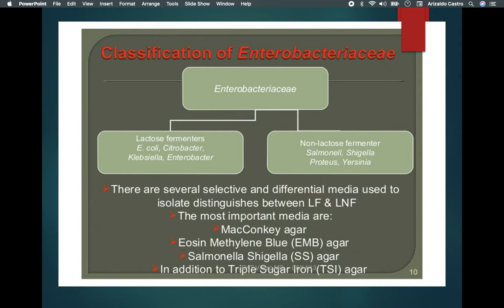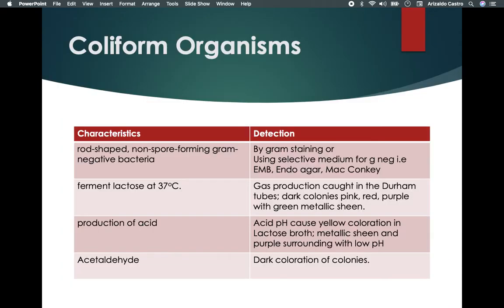And under the completed test, we visualize the colonies of these enterobacters using a variety of media. We can use MacConkey, EMB, SS agar, and we can also use triple sugar iron agar. That's another example of agar that we can use for the completed test. But for our case specifically, we're gunning for the lactose fermenter. So more of the E. coli group and its associated members.